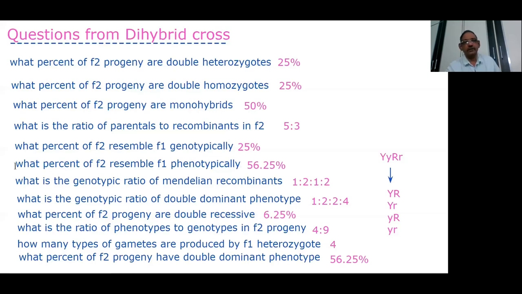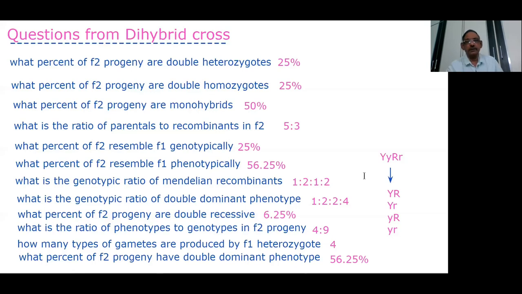Now the answer for this question is the same as the answer for this question, but the questions are different. Here the question is asking what percent of F2 resemble F1 phenotypically: 9/16. Here what percent of F2 progeny have double dominant phenotype: 9/16 all around.